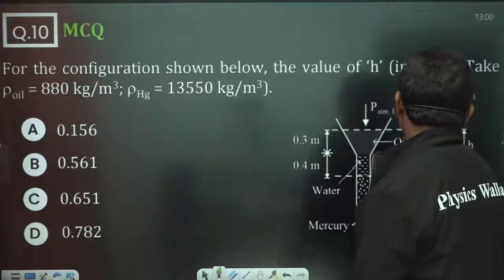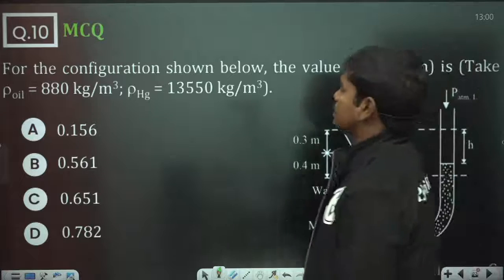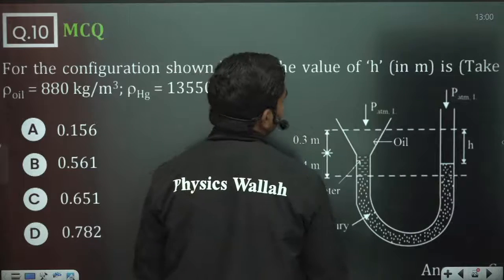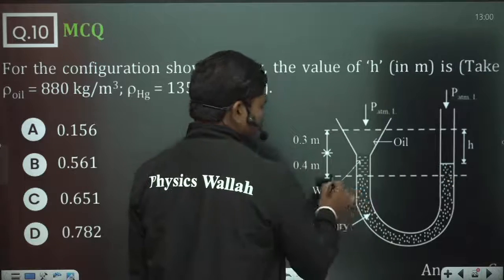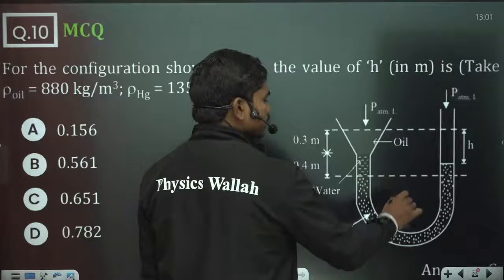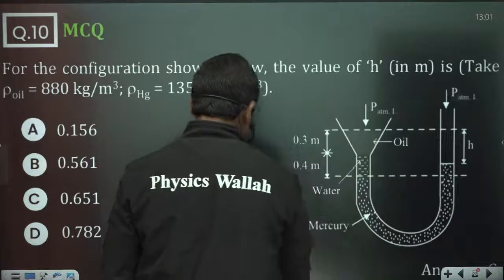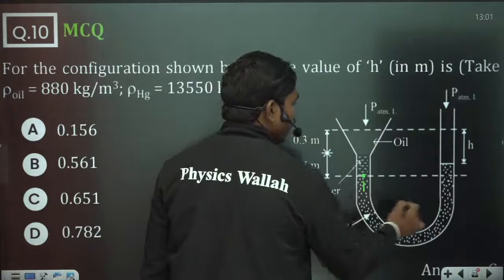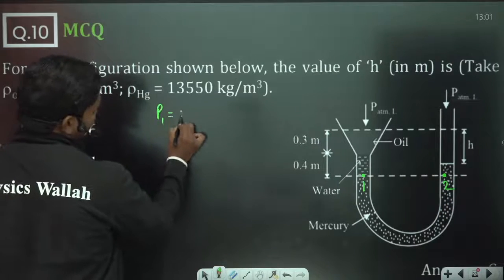So ninth, how many questions are left? We have only 2 more questions left, simple questions. For the configuration shown below, the value of H in meters is dash. Where is H actually? Here is H. The water and mercury interface is given. This is completely mercury, so the pressures at these 2 locations, 1 and 2, should be the same. So P1 is equal to P2 as per hydrostatic law.